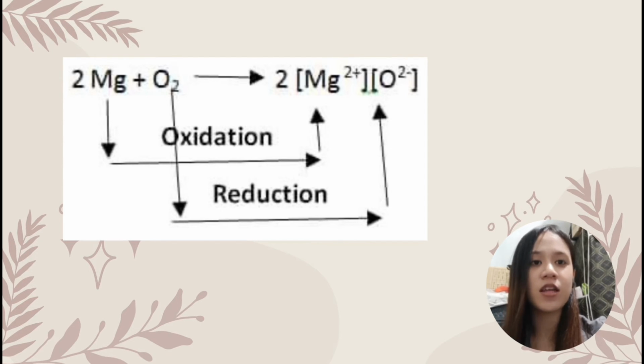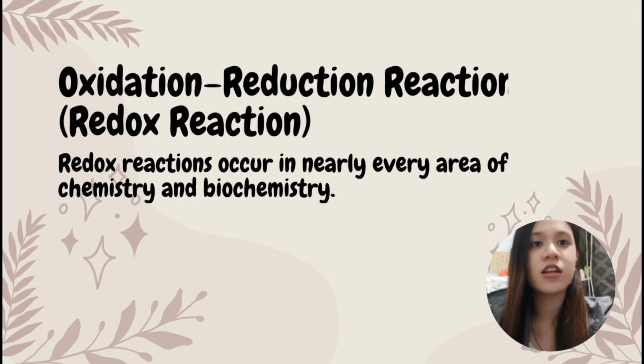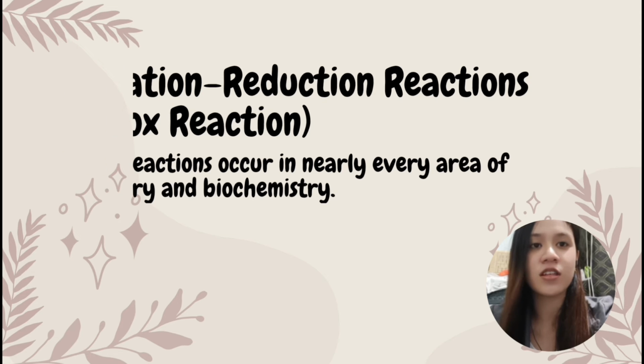In the below reactions, magnesium gets oxidized by losing 2 electrons to oxygen, which gets reduced by accepting 2 electrons from magnesium. Because oxidation and reduction occur simultaneously in all of these reactions, they are referred to as oxidation-reduction reactions. For brevity, we usually call them redox reactions. Redox reactions occur in nearly every area of chemistry and biochemistry. We need to be able to identify oxidizing agents and reducing agents, and to balance oxidation-reduction reactions.